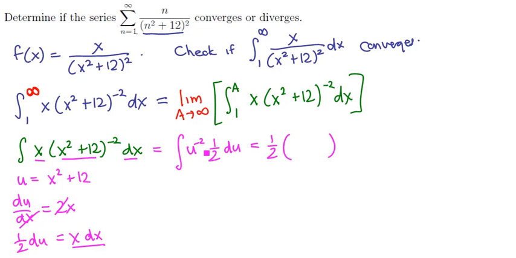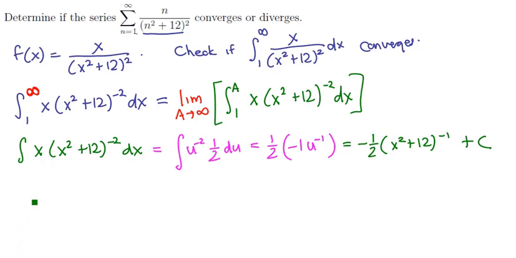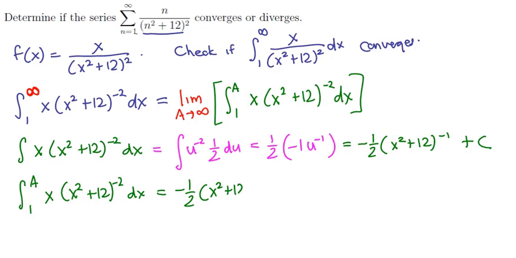The antiderivative of u to the minus 2 is u to the minus 1 divided by minus 1. And so if we clean up, we have negative 1/2 times u, which was x squared plus 12, to the minus 1, as an antiderivative. So now to do the integral from 1 to a of the function x times (x squared plus 12) to the minus 2, all we need to do is take this antiderivative, minus 1/2 times (x squared plus 12) to the minus 1, and evaluate that from 1 to a.